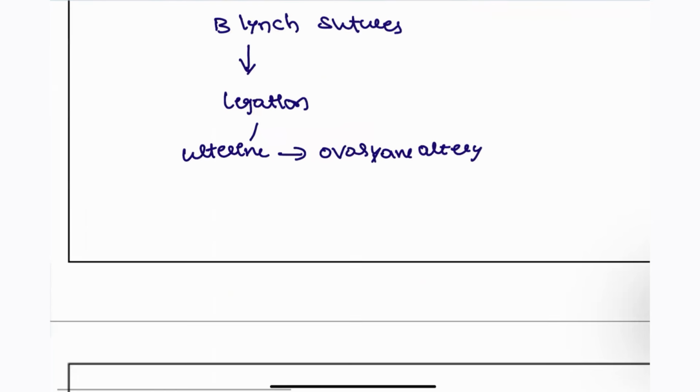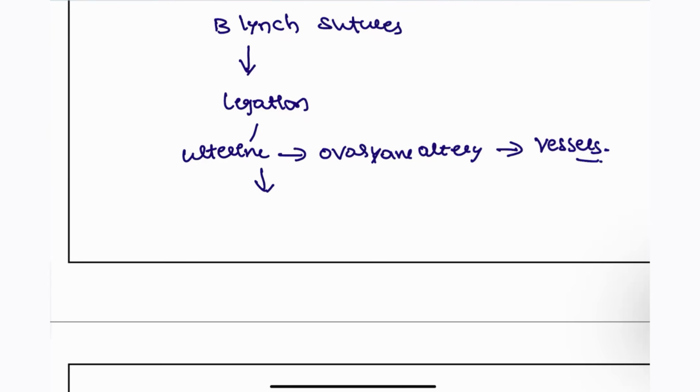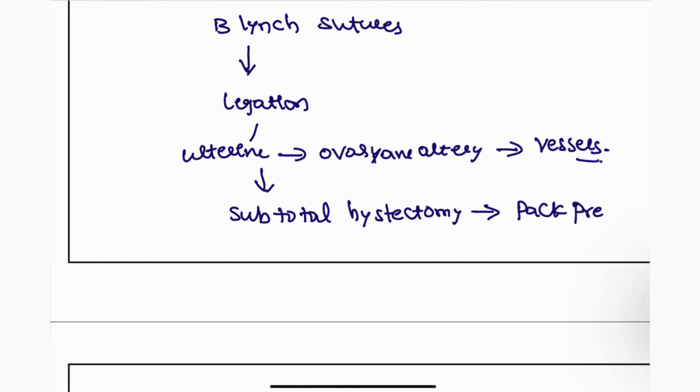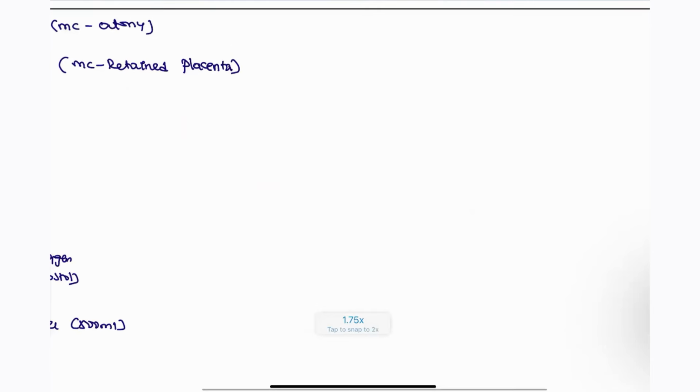If it is also not controlling, then we are going to ligate the main vessels, whichever come from the main pelvic arteries. Even if it is not controlling, then we are going to go for the subtotal hysterectomy. This is the last choice, the subtotal hysterectomy. Even if it is also not controlling, then we have to wrap up with a pack with pressure. This is also known as the umbrella pack that you are going to follow. Okay. Next, another condition, uterine inversion.